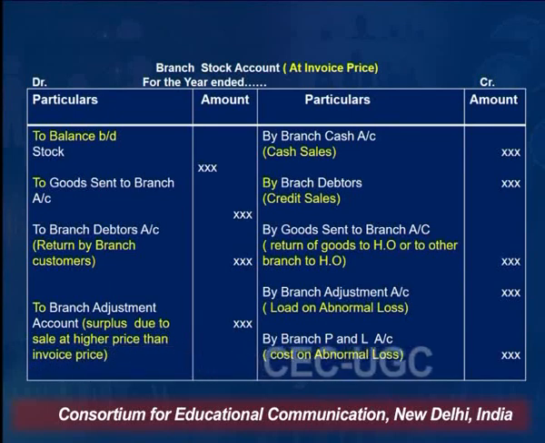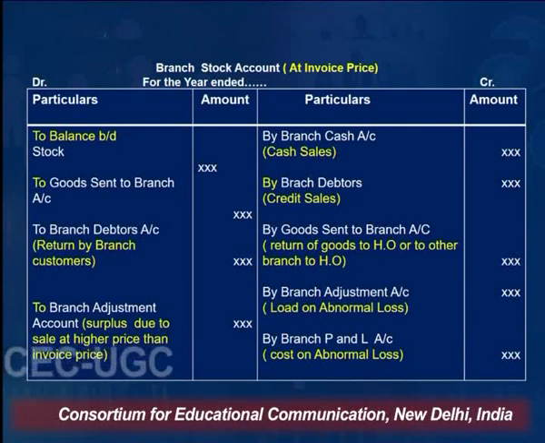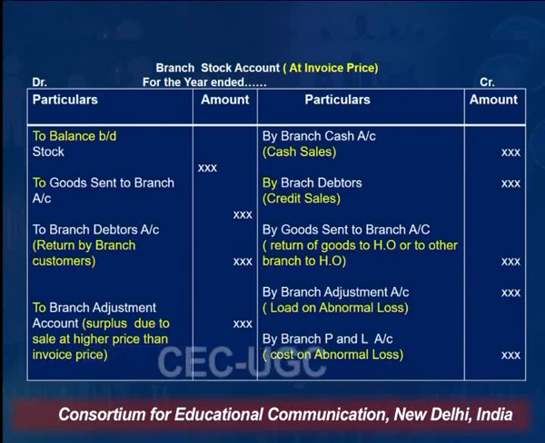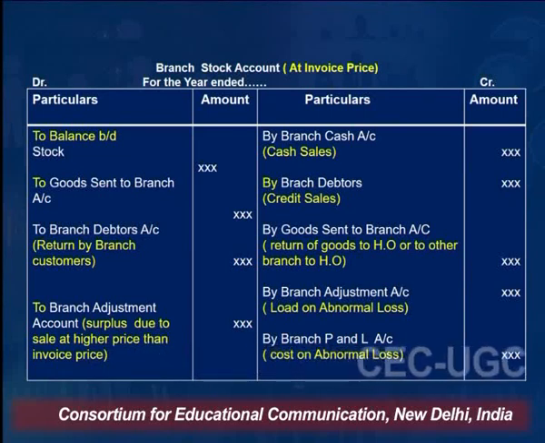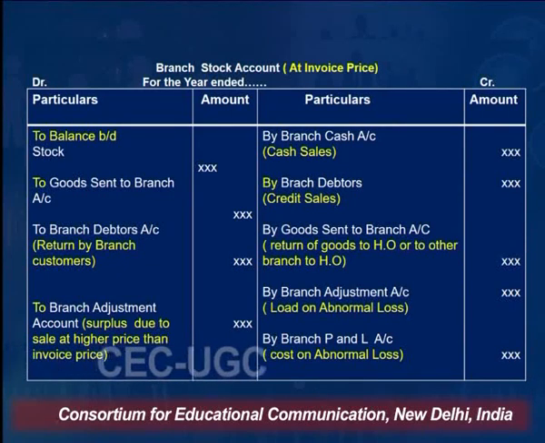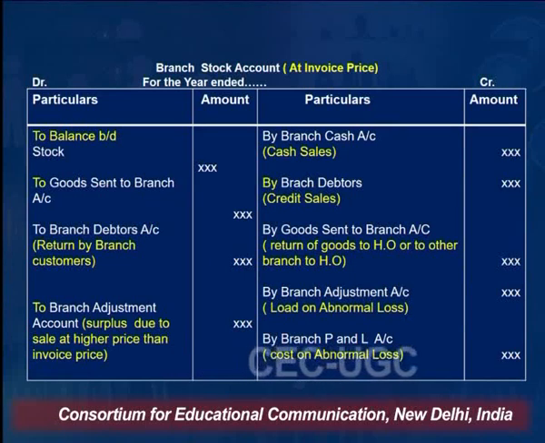On the debit side, the opening balance of the stock is shown. The next item is goods sent to the branch. Again, this will be shown at the invoice price. If some goods are returned by the customer to the branch, then the branch stock is increased, and the entry in this case would be branch stock account debit to branch debtors. This entry is because goods are returned by the branch customer.